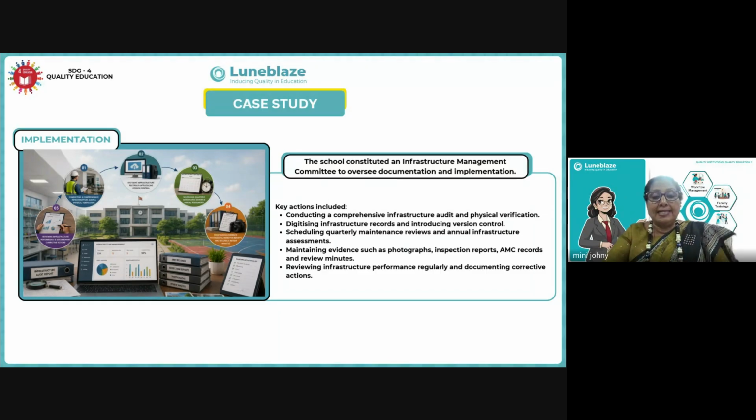Digitalizing infrastructure records and introducing version control, scheduling quarterly maintenance reviews and annual infrastructure assessments, maintaining evidence such as photographs, before and after images, inspection reports, AMC records, and review minutes. Reviewing infrastructure performance regularly and documenting corrective actions. That helped. Next slide, please.